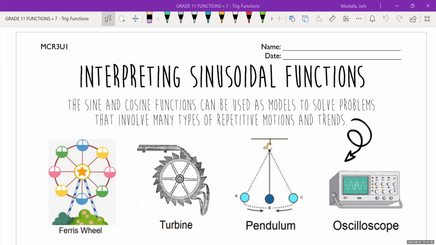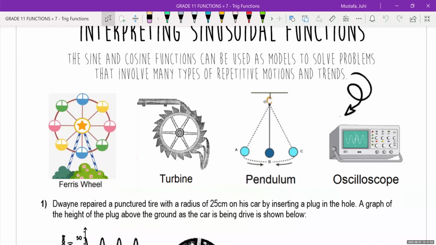Remember that a sine or cosine function can be modeled with anything that has a pattern of repeating behavior, right? So for example, if you are bouncing a ball repeatedly at the same height, or a wheel that's turning, or a Ferris wheel, or a turbine, a pendulum, something called an oscilloscope. So anything that has a repeating behavior can be drawn as a sine or cosine graph, and then you can analyze it. So today we're going to be talking a lot about wheels turning.